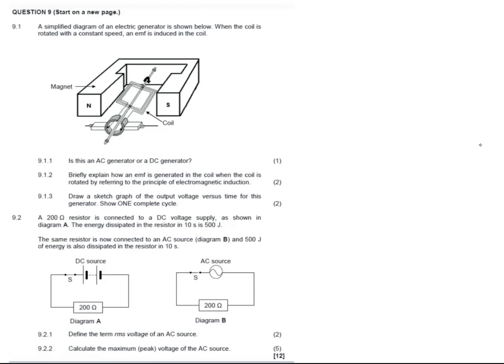Right. Now, looking at the commutator that we have here, we can see this is a split ring commutator. So that means this is DC. So this is a DC generator, because of the split ring commutator. Then 9.1.2 says, briefly explain how EMF is generated in the coil. How is EMF generated in the coil?